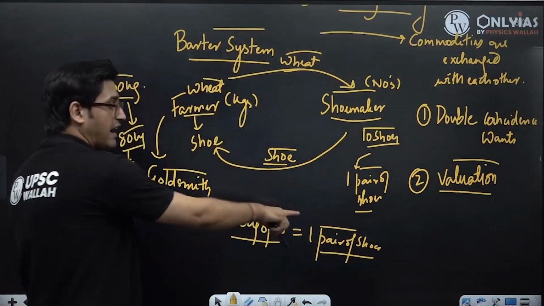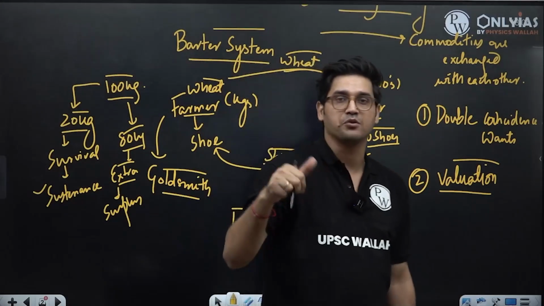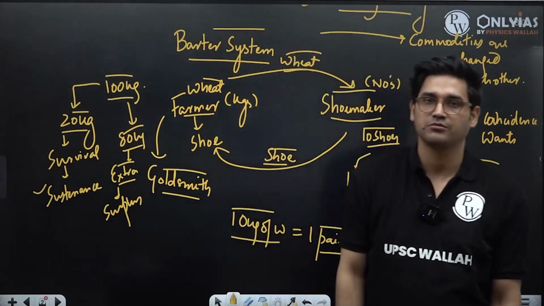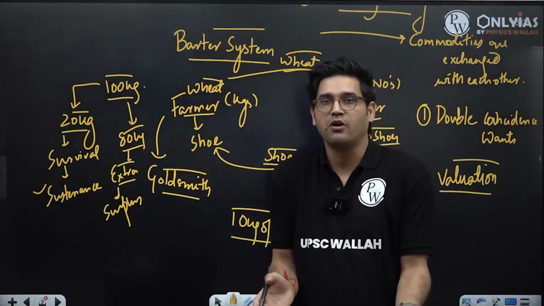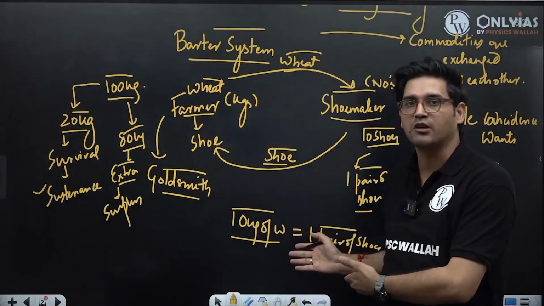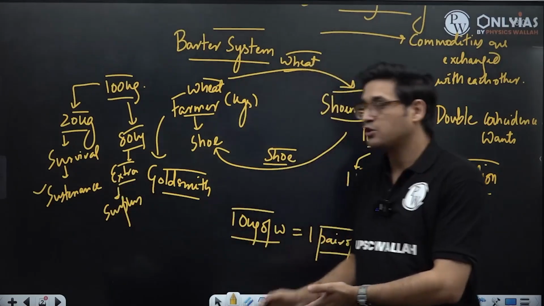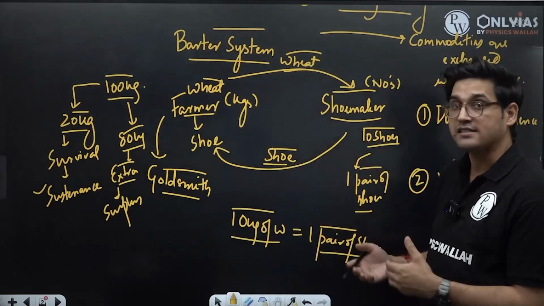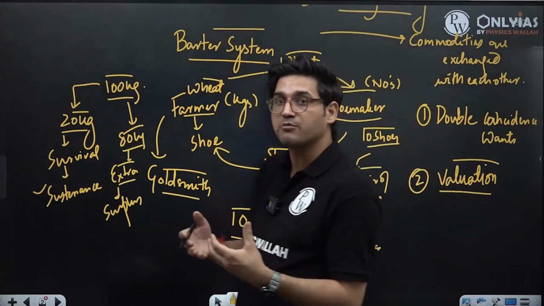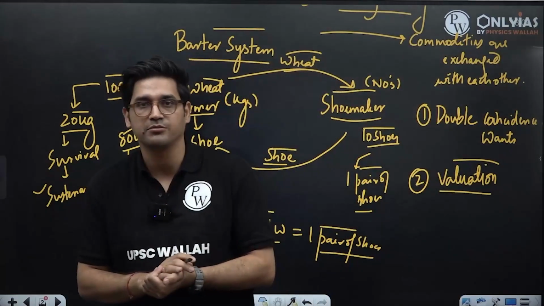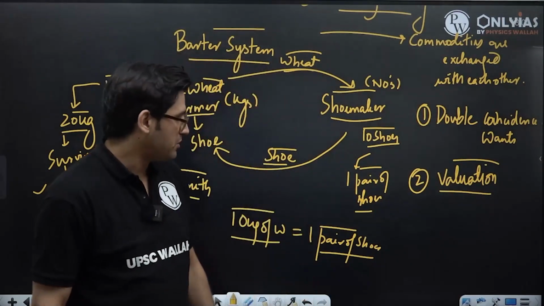That means the valuation of one pair of shoes is 10 kgs of wheat. Now, under the barter system, of course, you can arrive at the value of a commodity in the form of another commodity. So what is the problem? Right? I said that barter system has a problem when it comes to valuation. What really is the problem? The problem is very simple.